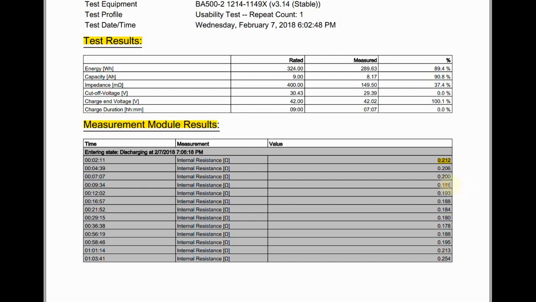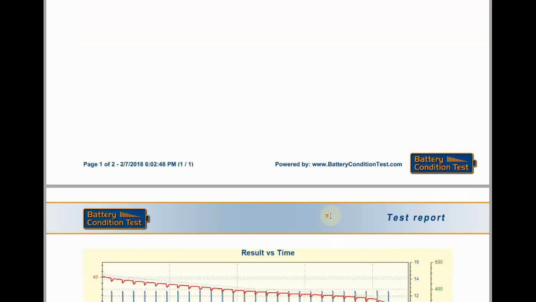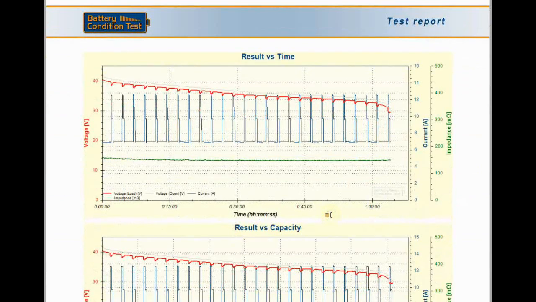The next page shows two graphs of the capacity measurement. The red line is the battery voltage. The blue line is the current, which is kept at an average of 7 ampere by the tester, but you can see the peak currents that simulate the acceleration from stop to riding. This has been programmed in the battery profile. The green line is the impedance line.